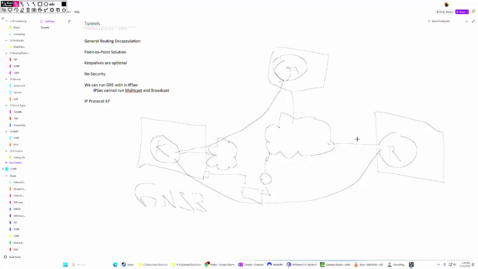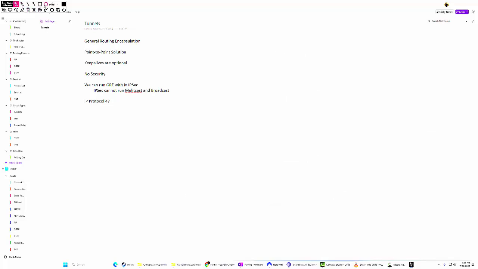Now, there's a layer 2 method of tunneling as well. It's called Q-in-Q, okay. And now, let's take a look at this. Actually, I'm going to use these shapes here. Let's do this. Boom. Actually, you know what? I want to do squares. Okay. So, here we go.